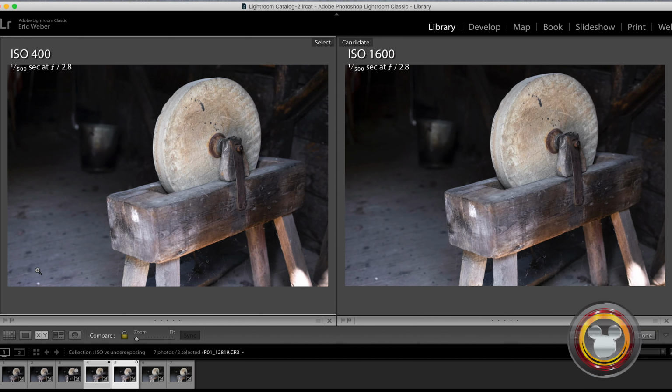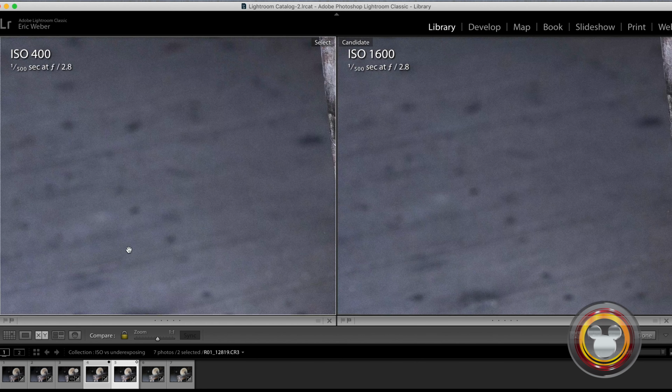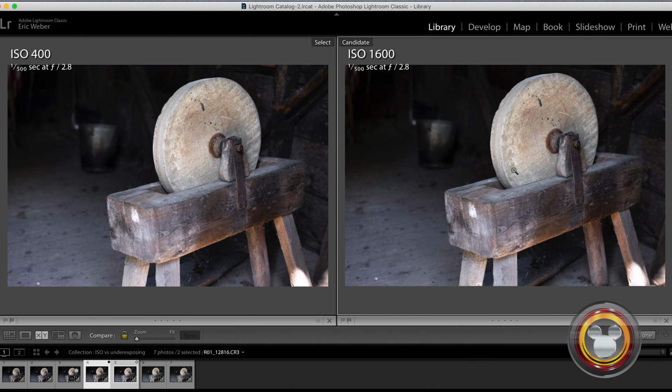Let's take a look at the brighter areas, the out of focus brighter spots here. And again, these are both very, very comparable. Really not much difference at all between these two. And again, if I'm being really picky, I prefer the correctly exposed ISO 1600 image. But you're not going to see much difference between the two.